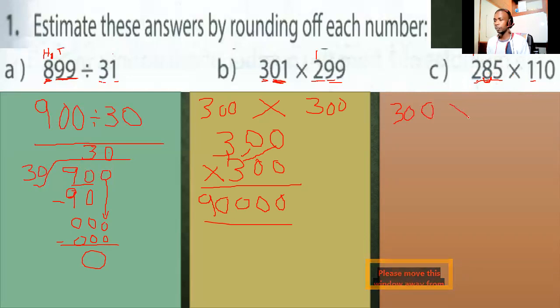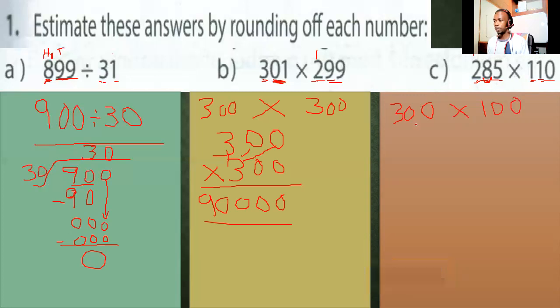Good. Then times 110. We are rounding off to the nearest 100. The 100, we've got 1. Then we look at the tens. At the tens value place, we've got 1. 1 is less than 5, so we don't add anything on the hundreds. The hundreds do not change. They remain 1. Then these two digits, we round them down to zeros.